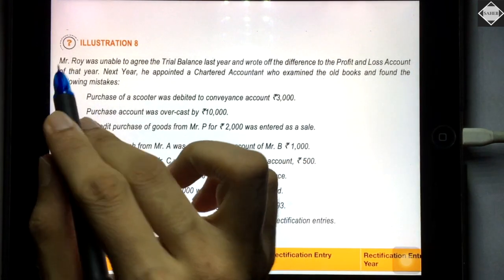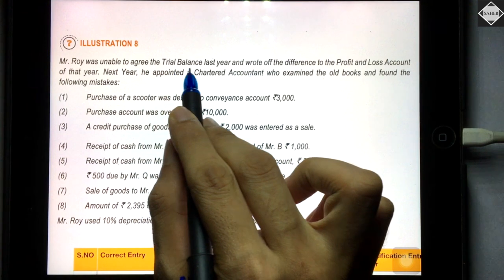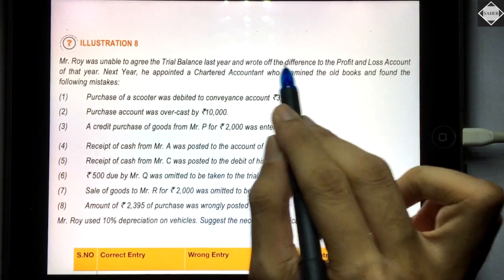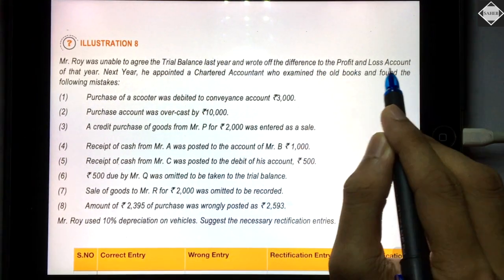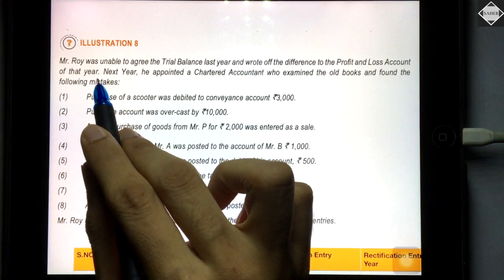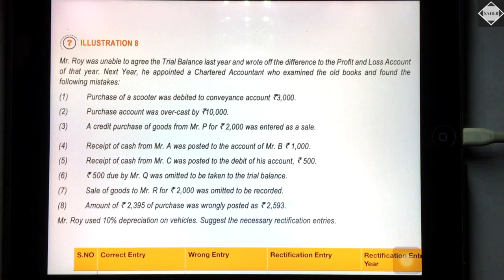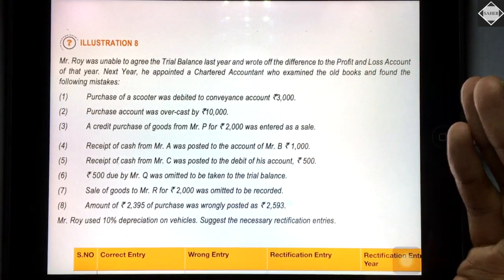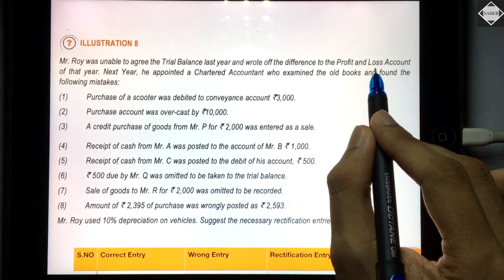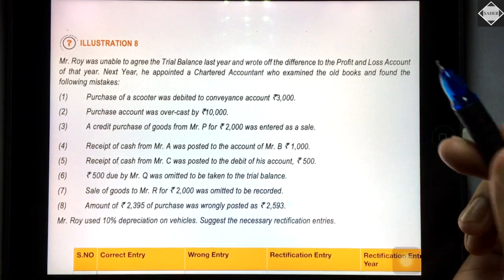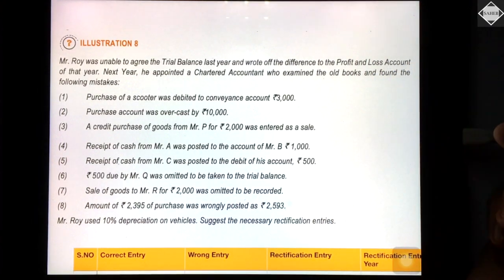That's what we do. That's a normal procedure. But now what Mr. Roy has done: unable to agree the trial balance last year, he wrote off the difference to the profit and loss account of that year. He did not use the suspense account at all. He was supposed to make use of the suspense account, but he did not do that. He just wrote off the difference to profit and loss account. So what happened because of that? Of course, profit and loss account will be affected.